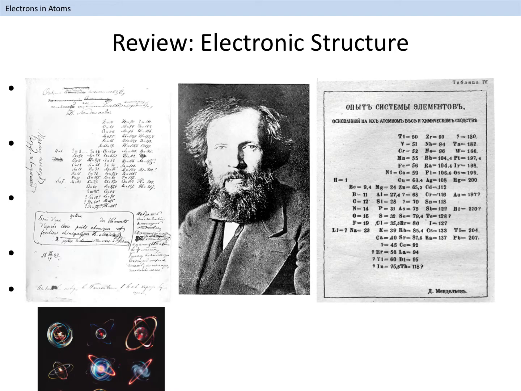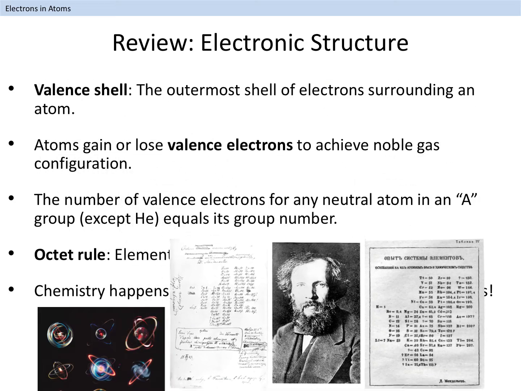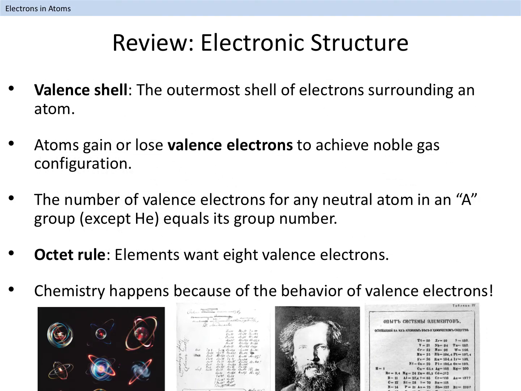When chemists first organized elements into the periodic table, the placement of elements into groups was based on their physical and chemical properties. It was only later, after the discovery of the electron, that we learned that groups of elements also have the same number of valence electrons.